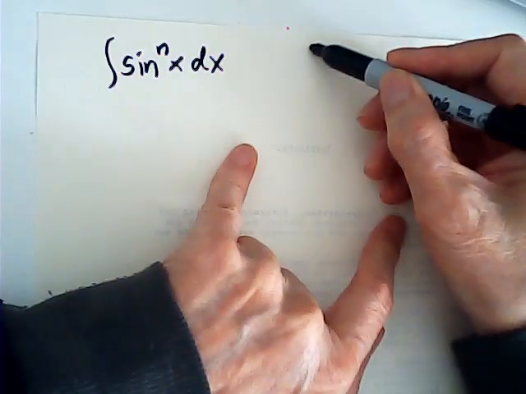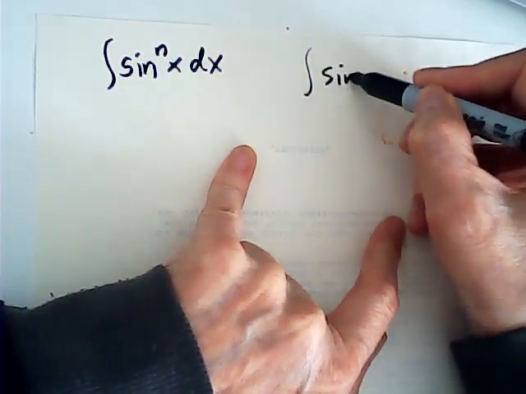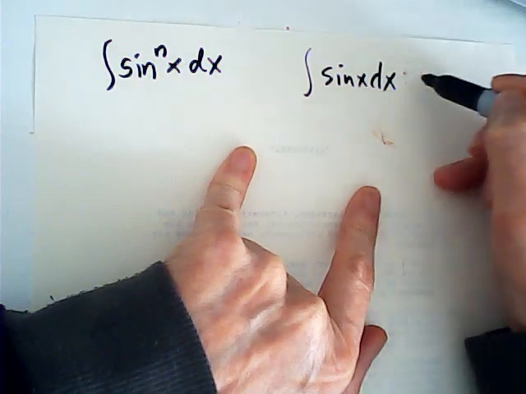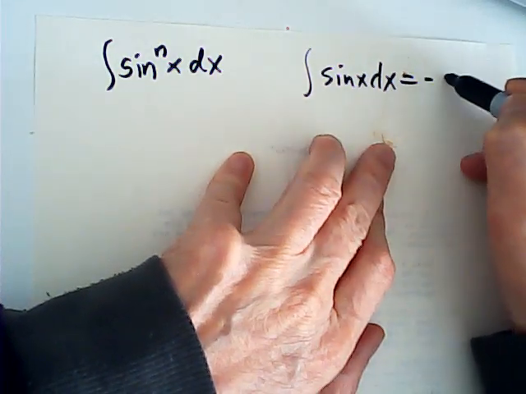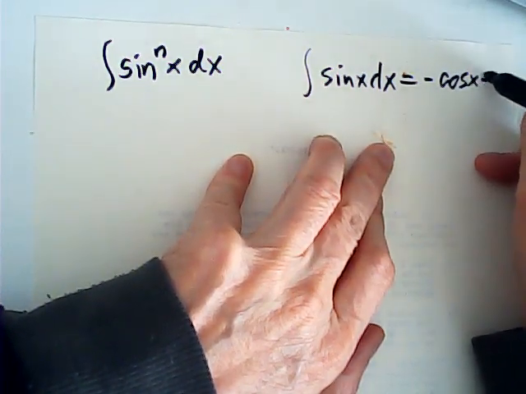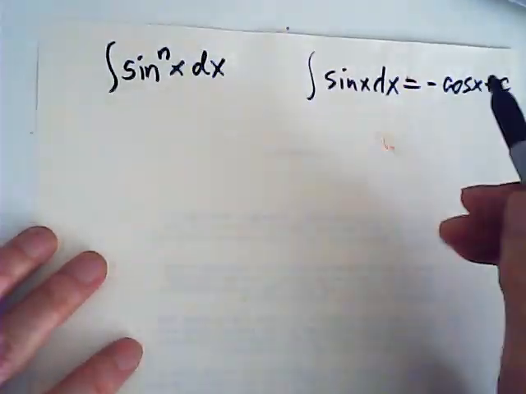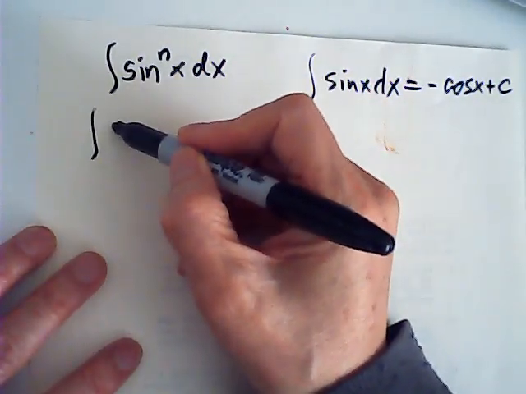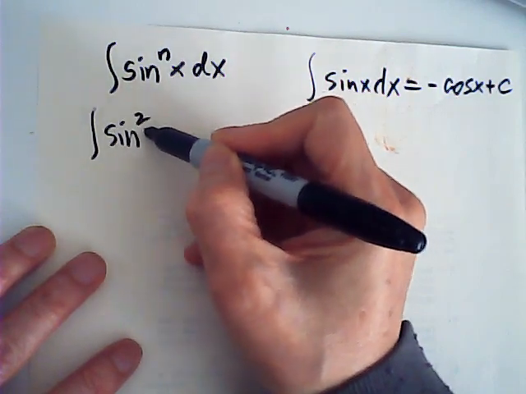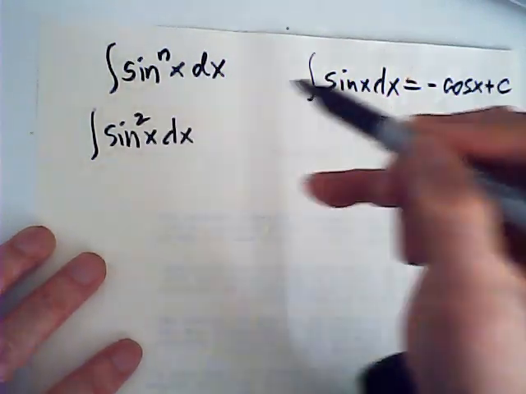When n equals 1, there is nothing to talk about. That's basic. It is equal to negative cosine x plus c, right? That's basic. And then now sine square x dx.